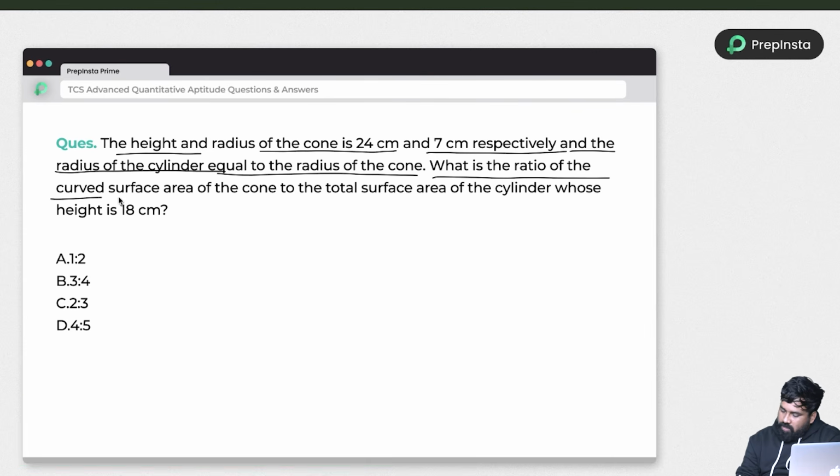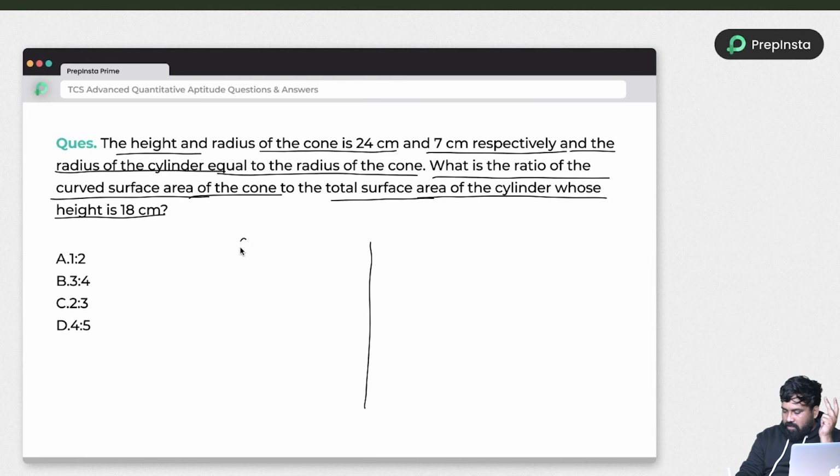What is the ratio of the curved surface area of the cone to the total surface area of this cylinder of height 18 centimeters? So they have given one cone and one cylinder. You need to know all the formulas for the cone and the cylinder, then only you will be able to do the problem. The total surface area of a cylinder is nothing but 2 pi r into (h plus r).